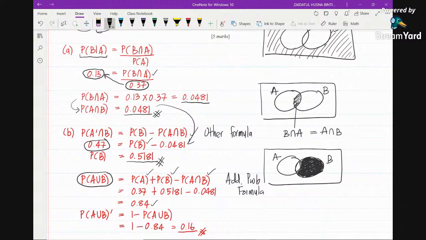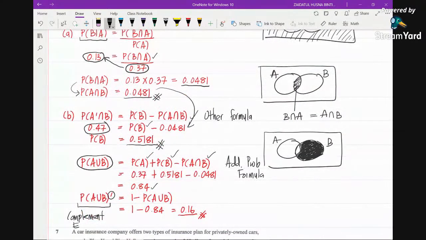Now because we need to find the probability of A union B prime, right? Prime means this is the complement event. So this is the complement event of A union B. We have got the probability of A union B, so it's just 1 minus the probability of A union B. So you will see here 1 minus 0.84 is equal to 0.16.